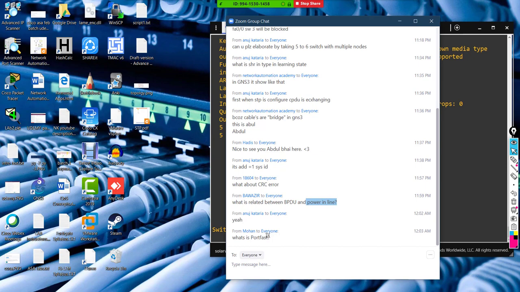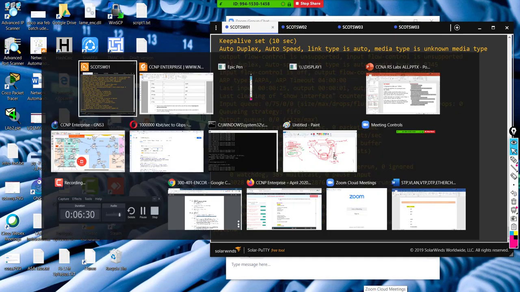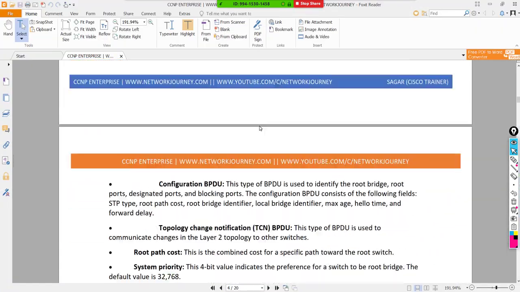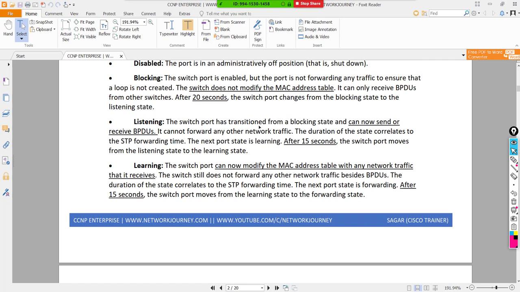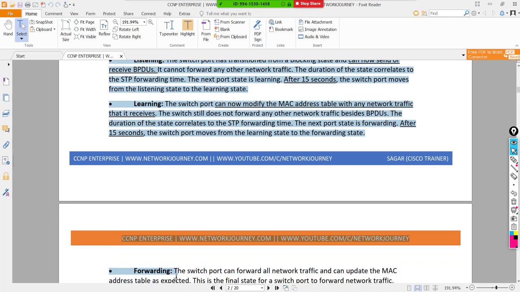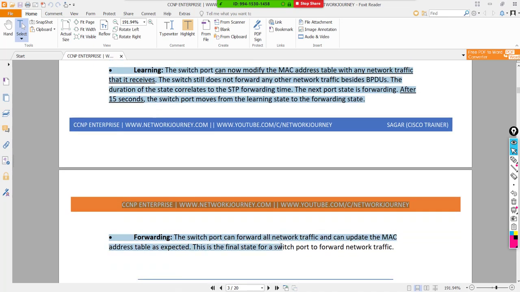Okay. Port fast we have not covered, but let me tell you, this is one feature where we disable all the different states. States in the sense, as you know, STP is taking 50 seconds from blocking to listening, learning, and finally reaching forwarding. It is taking 50 seconds.